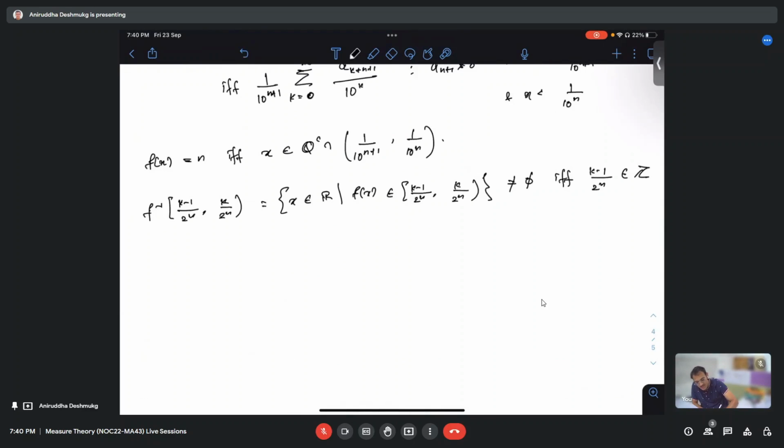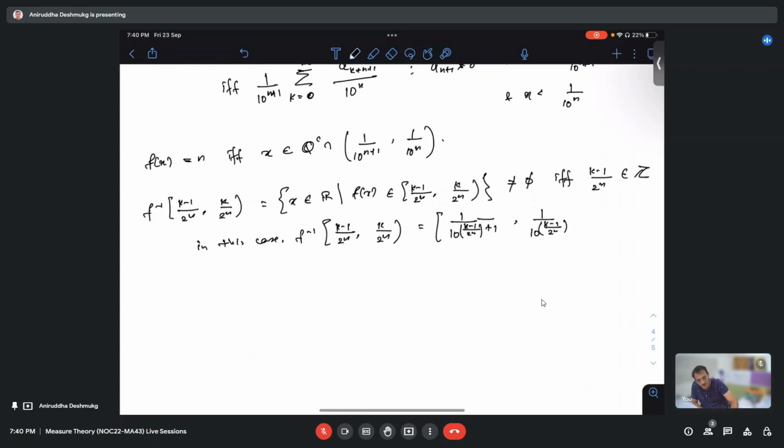In which case, in this case, what we have is, let me just write it directly, (k minus 1) by 2 to the power n to k by 2 to the power n. This is equal to 1 over 10 to the power (k minus 1) by 2 to the power n plus 1 to 1 over 10 to the power (k minus 1) by 2 to the power n.